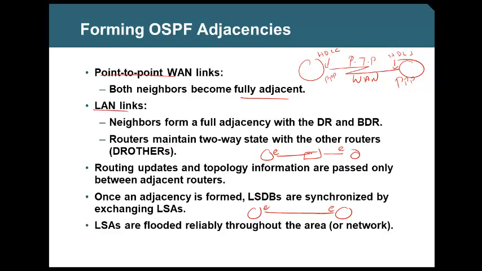So to avoid a looping situation, I need to select a leader and an assistant leader called DR and BDR. Only with them do I need to have a full relationship, full adjacency. With all the others, I should have a two-way relationship. More detail is coming later. This is only to prevent duplicate information sharing and for loop avoidance.